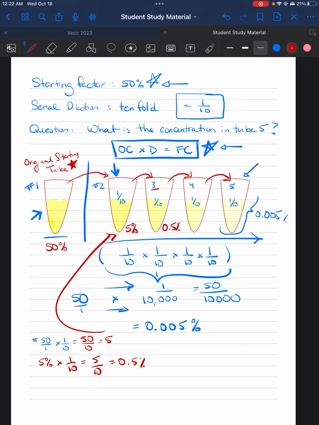And again, we can figure out what it is in number 4. So we do 0.5% times 1 over 10, and that gives us 0.05%. So by knowing what a serial dilution means, we can figure out the concentration in each one of these tubes. We started with a 50% solution and we dwindled it down from 5 to 0.5 to 0.05, and finally the concentration in tube number 5, which is 0.005%. And there you have it.